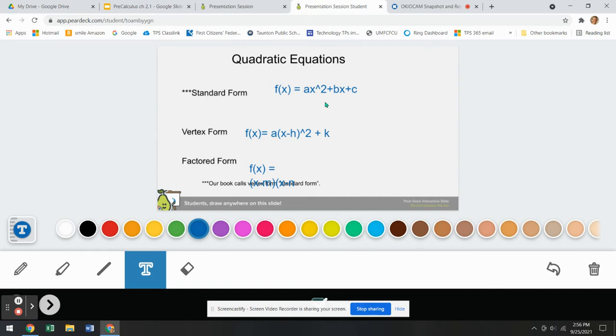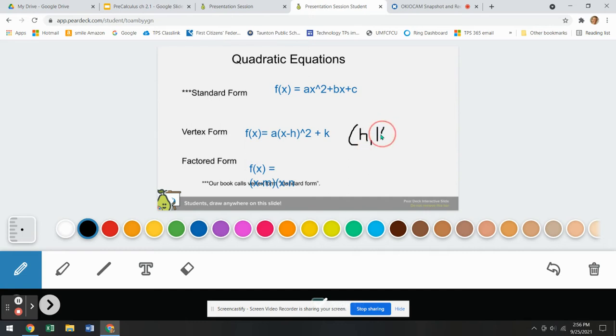The vertex form of a parabola is right here in the middle. f of x equals a times parentheses x minus h squared plus k. And what that can tell us just by looking at it, the vertex happens at the point h comma k. So once you have an equation that's written in vertex form, and again, the textbook that I'm using in this class calls it standard form, you can immediately grab the vertex.